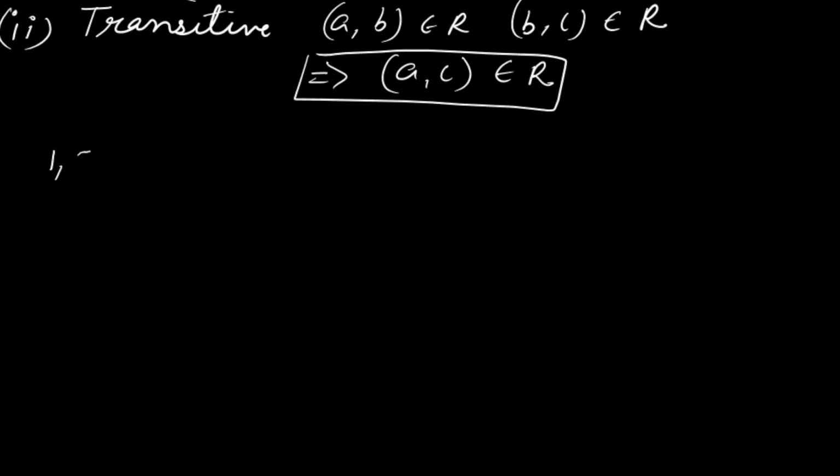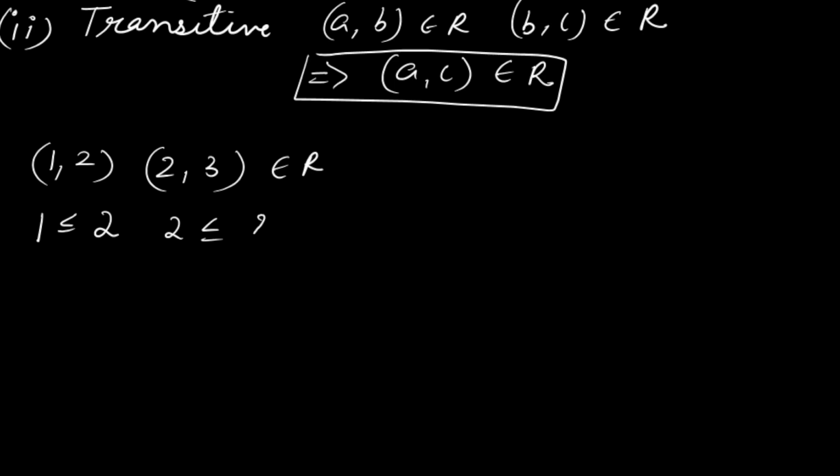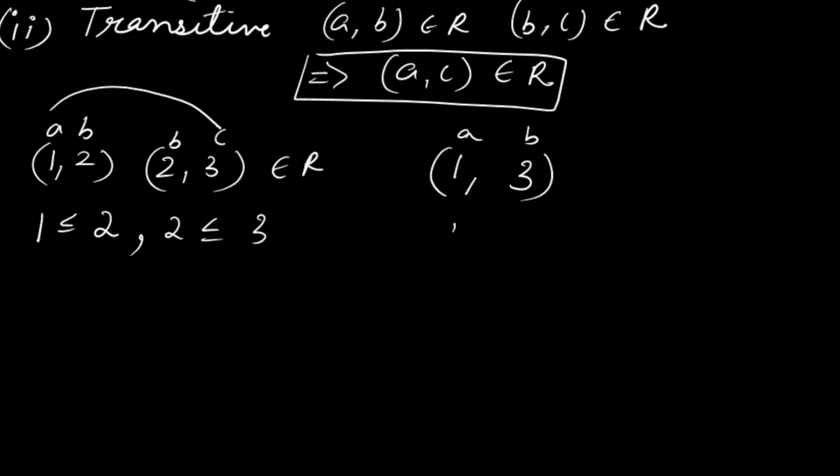Suppose (1, 2) and (2, 3) belong to R, because we know 1 is less than or equal to 2 and 2 is less than or equal to 3. Here these are (a, b) and (b, c). Let's check whether (1, 3) belongs to R or not. Here this is a and this is c. We know 1 is less than 3, so 1 ≤ 3 is satisfied, which means (1, 3) belongs to R.